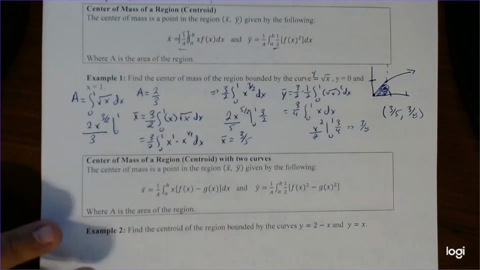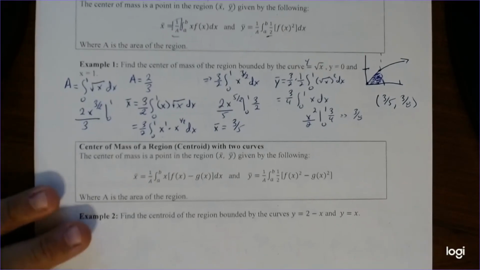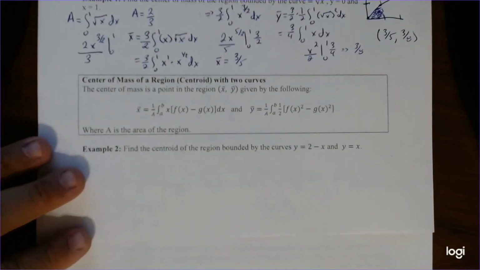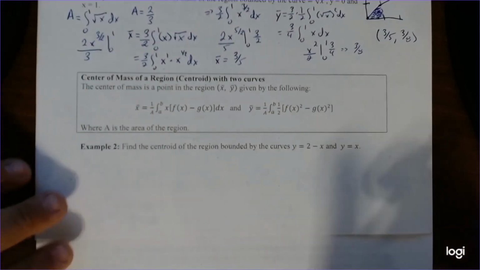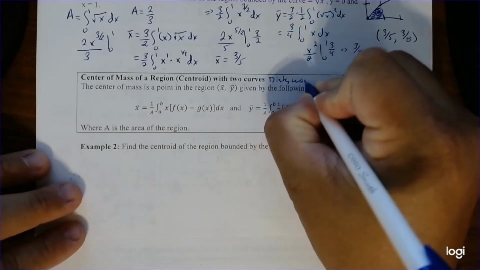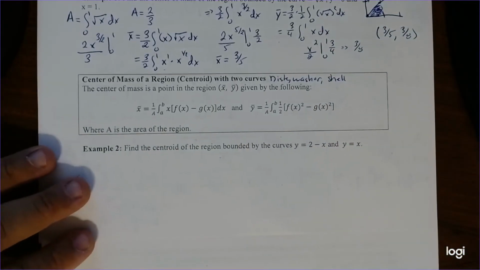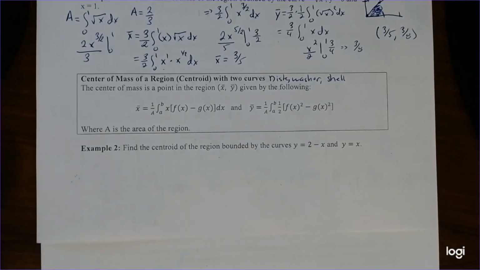So you could find the center of mass of any region we could actually create. Not too bad, right? The good thing is we can also do this with two curves. Same thing. Like I said, we're going to either have to use the disk, washer, or shell method, which are the horrible ones when it comes to centroids that have two curves themselves.